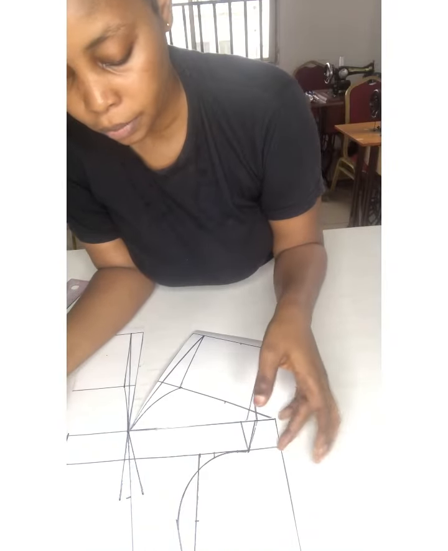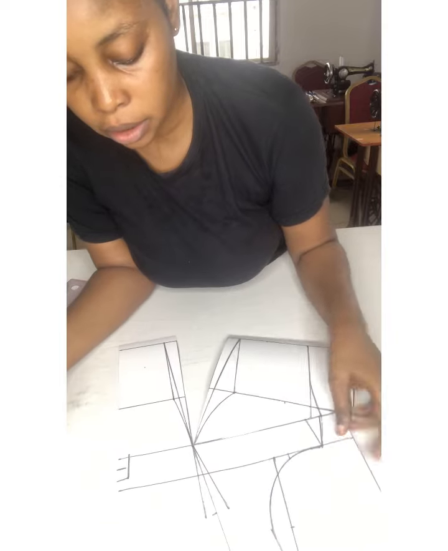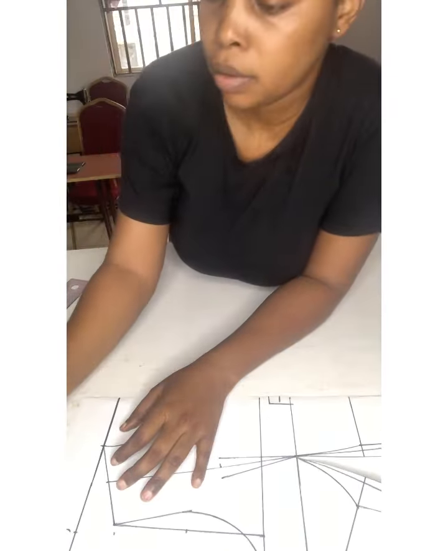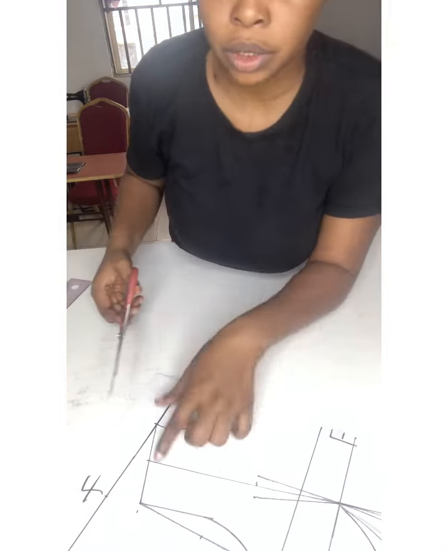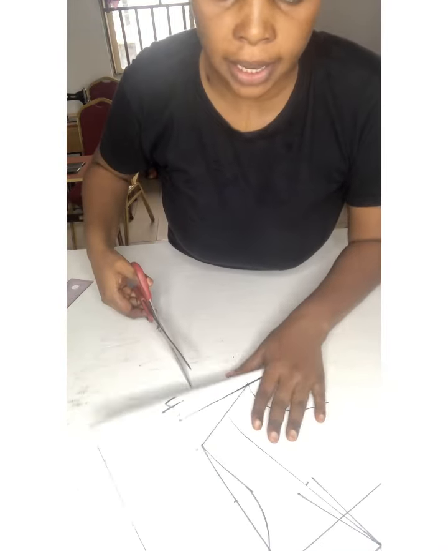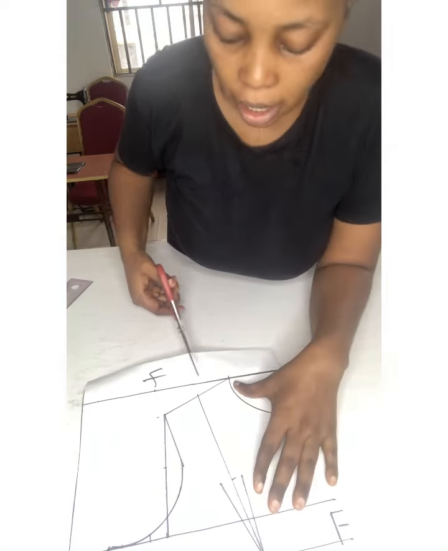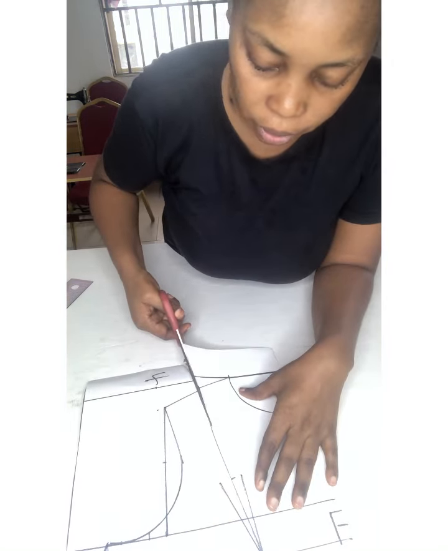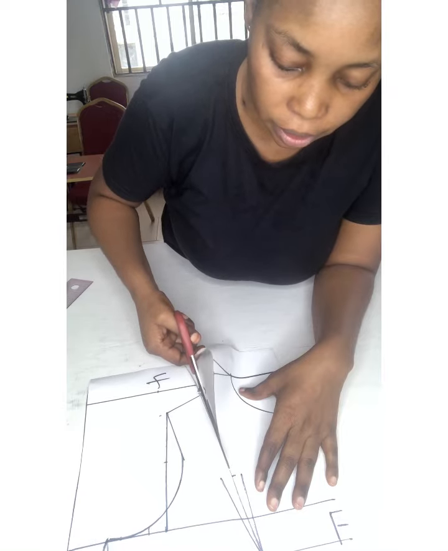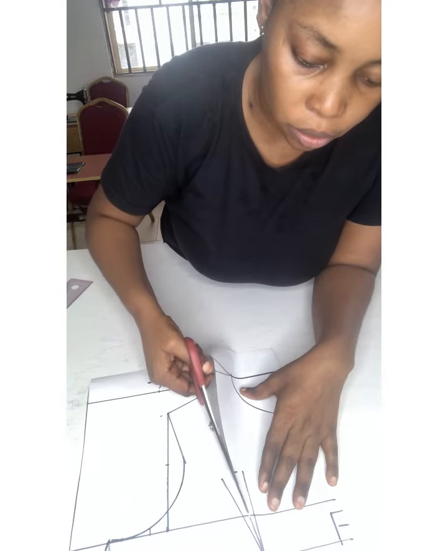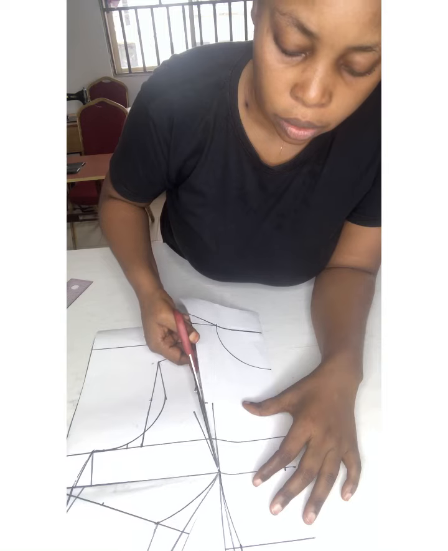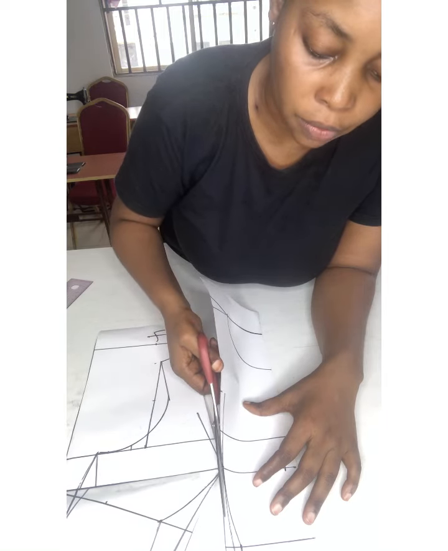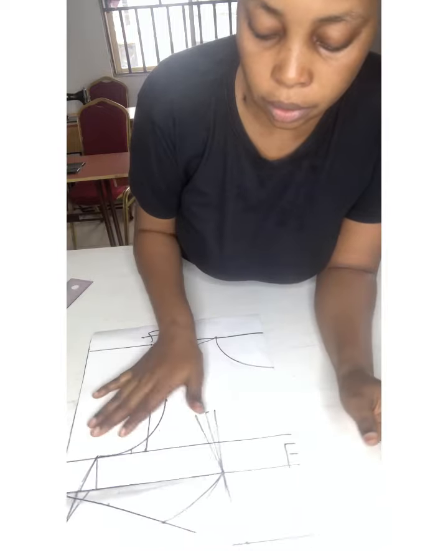Now, after doing this, I'm going to cut through this line because I want to get a curve. Now this is our alteration. We've gotten to alteration, so you have to pay close attention at this point. I'm going to cut through to our bust, our over bust, and to our bust.